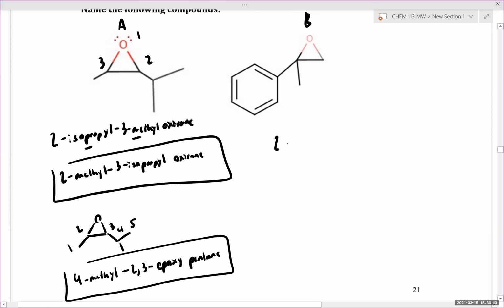So we have a proposed name of 2-methyl-2-benzene oxirane. What do we call this substituent? Rather than benzene, what's the name for this substituent? Would anyone like to provide a revision? Toluene or a toluene group would look something like this.